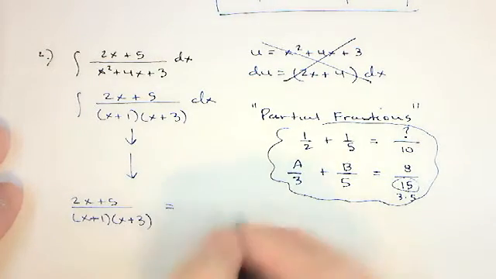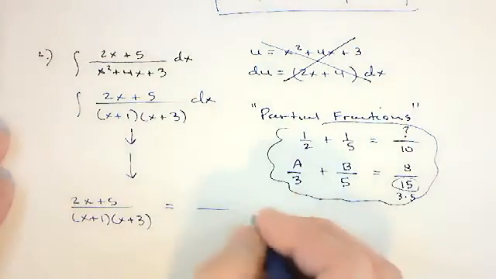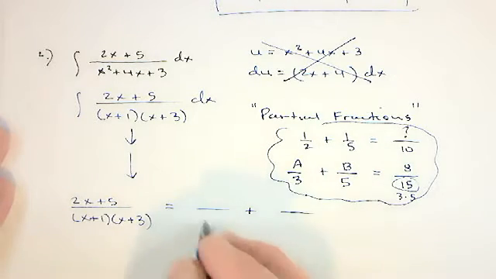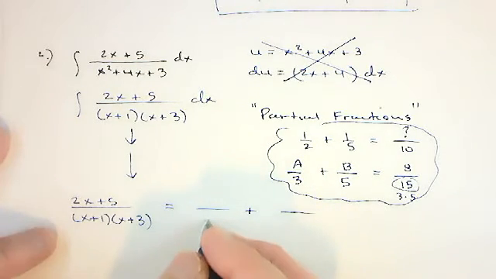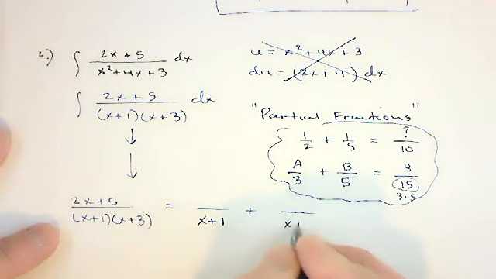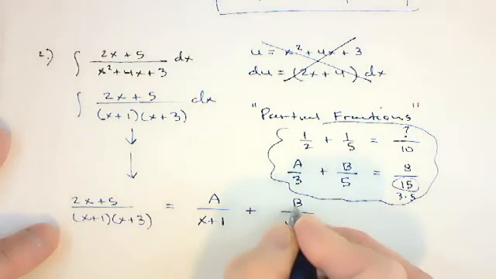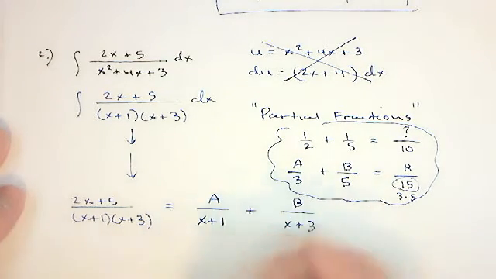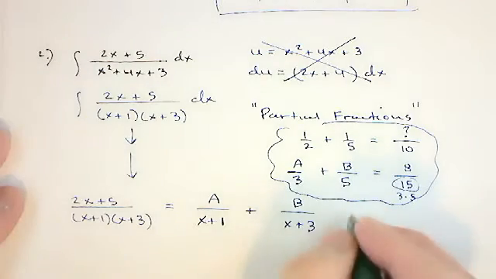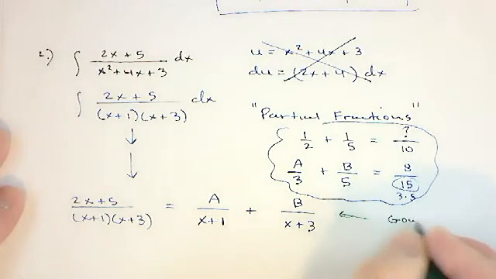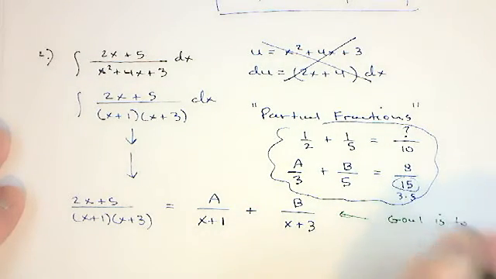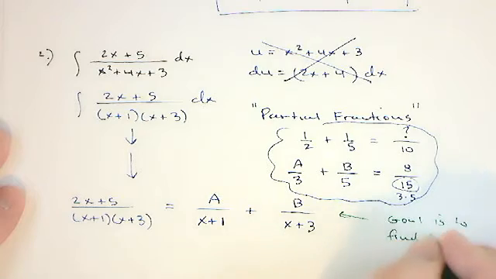What we'd like to do is break this up, because we can't integrate it. We'd like to think of this as the sum of two fractions. We could tell that one of the fractions would have a denominator of x plus 1, the other x plus 3. We'll temporarily call the numerators a and b. Now our goal is to find a and b.